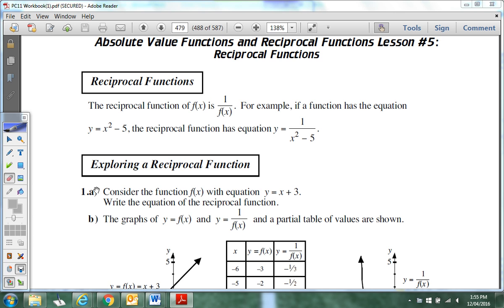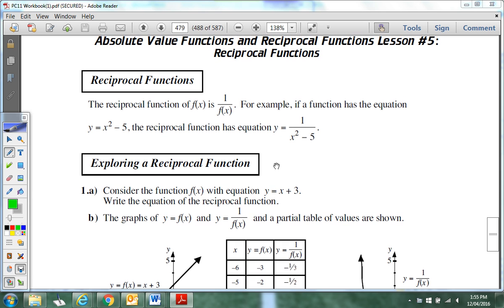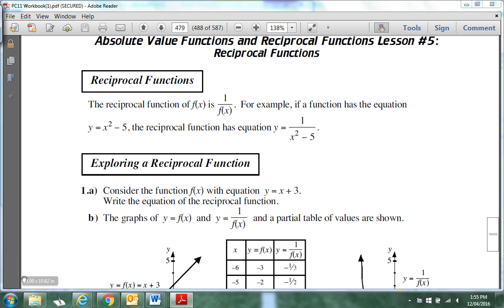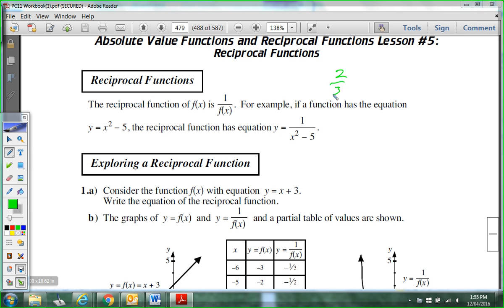So first off, let's just review really quickly what a reciprocal is. A reciprocal would be simply the fraction flipped, is the way I like to best describe it. So 2/3's reciprocal is 3/2. Okay, so that's what a reciprocal is, if you forget. So then that's why you see I have the function x squared minus 5, and that's assumed to be over 1. If I flip that, you now have 1 over x squared minus 5 is the reciprocal function.